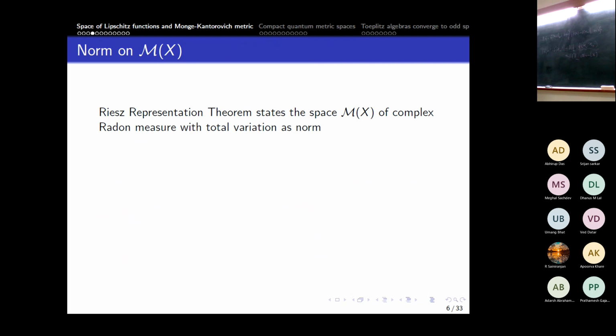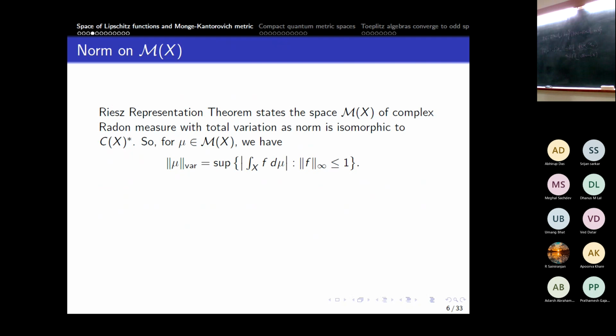We know the space of complex Radon measures, if we take our usual total variation as a norm, is isomorphic to the dual of C(X). So it implies that the variation norm is the supremum of the integral of f dμ, where f varies over the unit ball in C(X) with the infinity norm. So let's change the definition, because now we have a very different kind of norm, which is the Lipschitz norm.